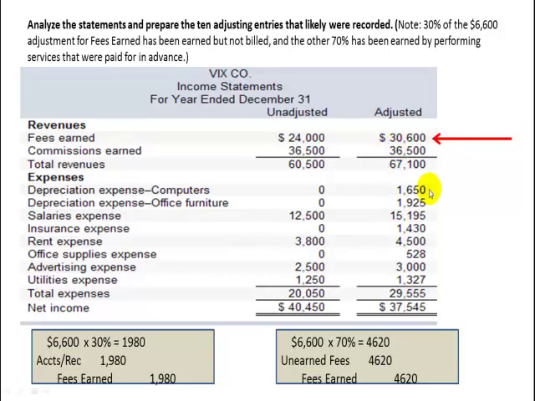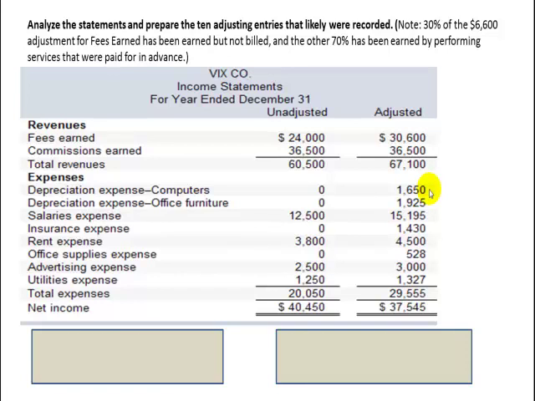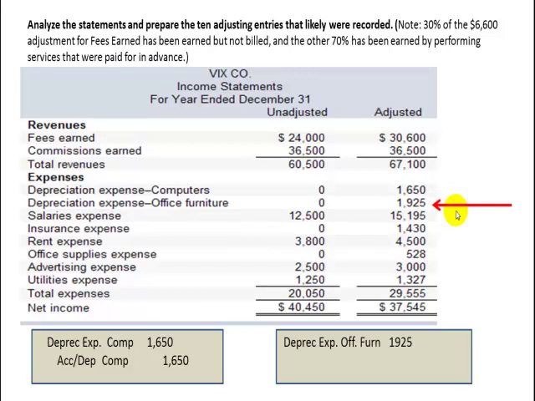So now we're on down to this next item, which is depreciation expense. It looks like we didn't take any depreciation on our unadjusted income statement, and we took $1,650 worth of depreciation on our adjusted statement. So let's make an adjusting entry. We're going to debit depreciation expense computers for $1,650, and we're going to credit accumulated depreciation computers for $1,650, and that takes care of that. Same thing with the $1,925. We're going to make a depreciation expense entry for office furniture for $1,925, and we're going to credit accumulated depreciation for $1,925, and that takes care of that piece.